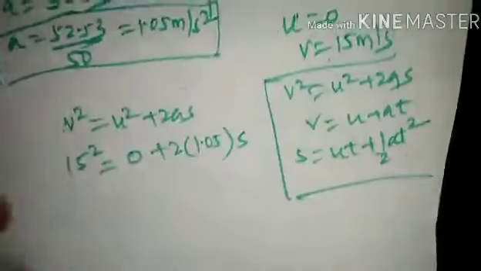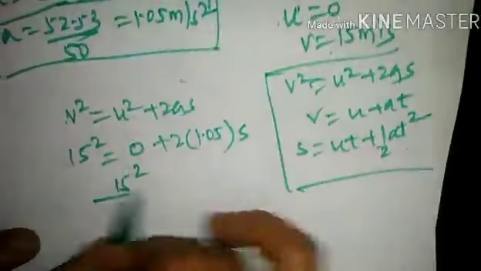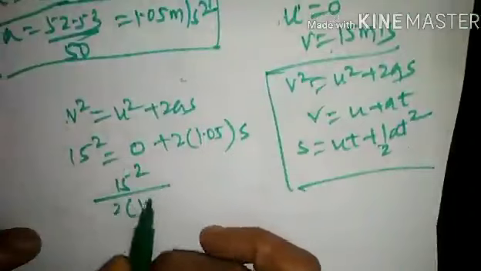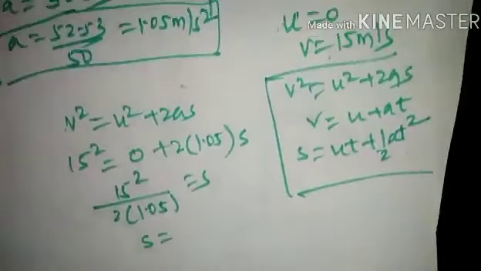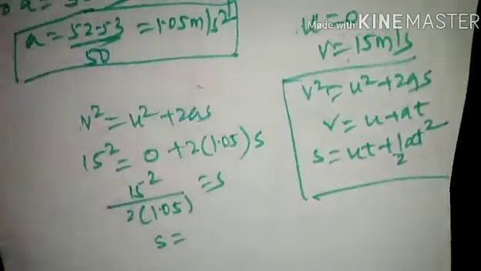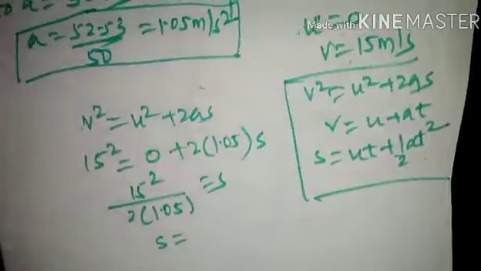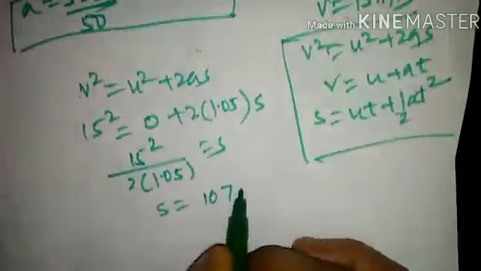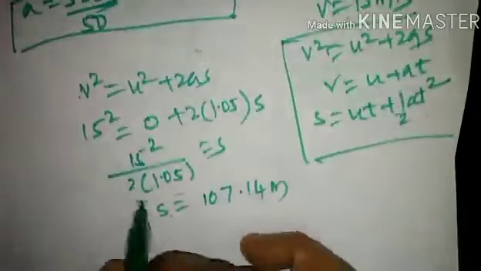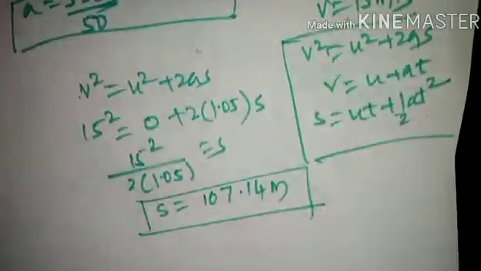So reframing this equation, 15 square divided by 2 into 1.05 is equal to s. So s is equal to, we need to find out the distance now, which is 15 square divided by 2 into 1.05, and whose value shall come out to 107.14 meters. So this is the distance traveled, s is equal to 107.14.